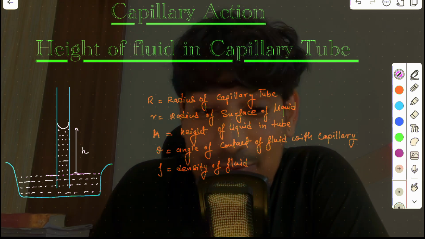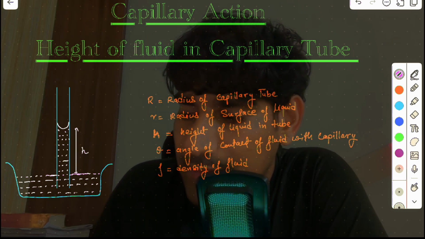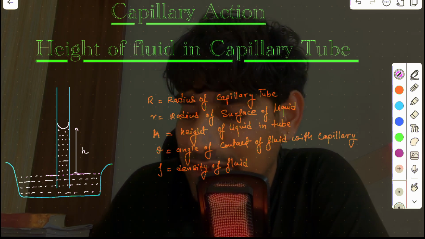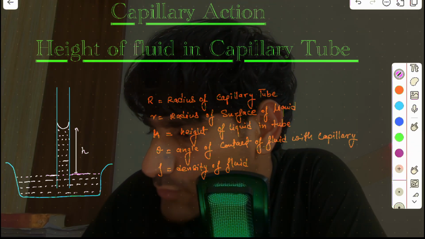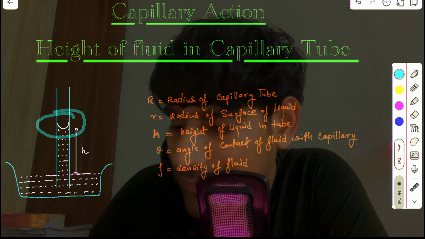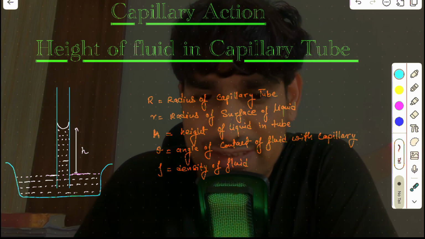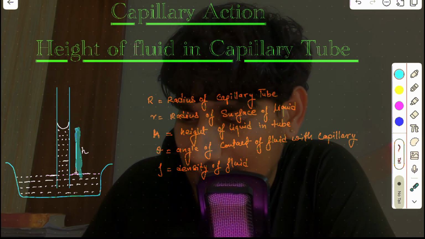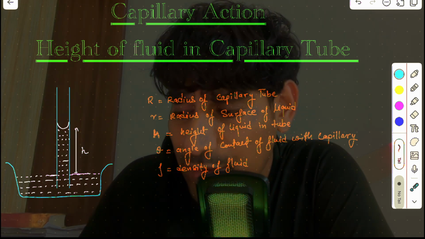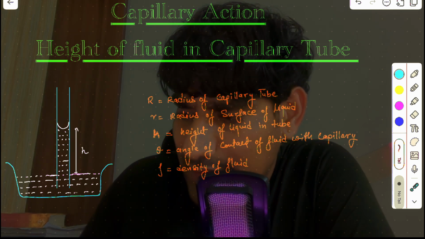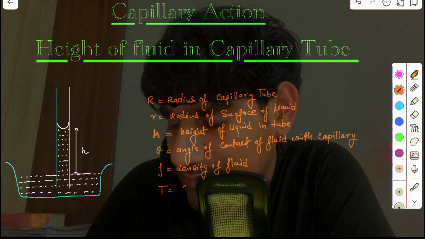So here I have taken a fluid that has density rho, and the radius of the capillary tube is r. If you look here, this is the upper surface. This surface also has a radius of curvature, and the radius of curvature of this surface is small r. The height risen is h, and we need to finally come to the expression for h. The angle of contact is theta, rho is the density, and the coefficient of surface tension we take as T.